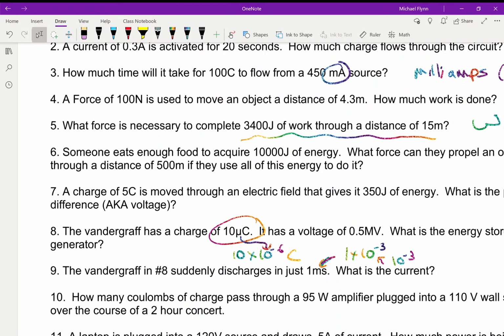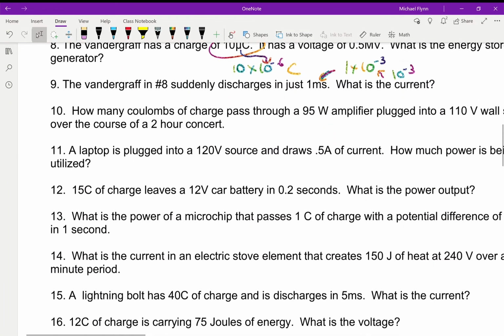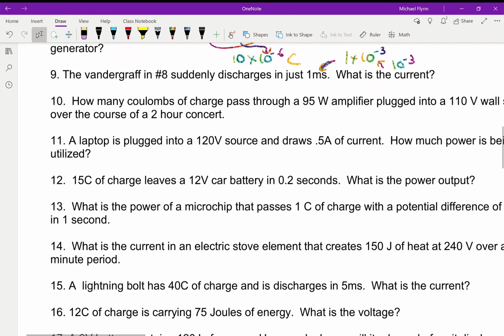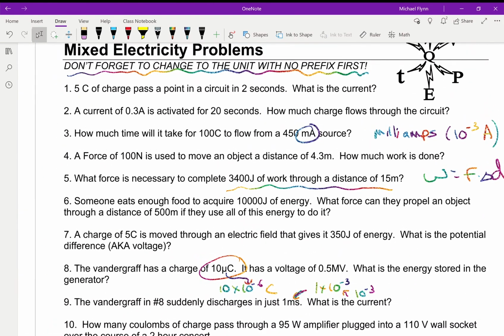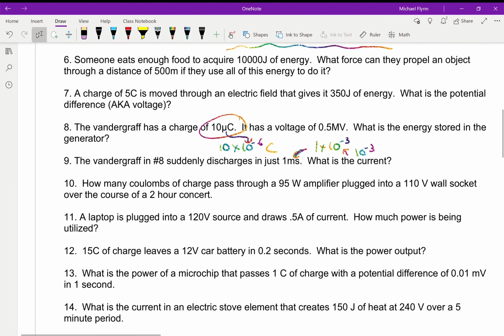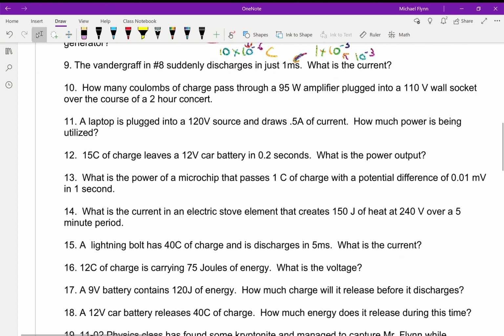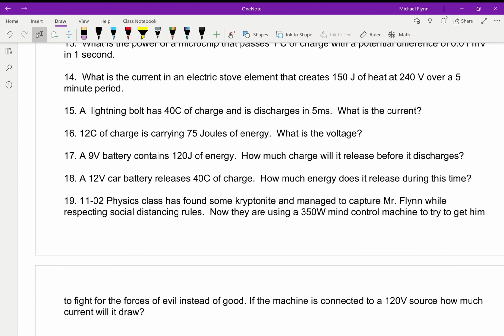So this worksheet has 19 questions. I thought there was only 10, but they're all one step. For example, I could go through and do the work ones, just force times distance. No problem. What is the potential difference? Voltage is equal to energy over charge. So you just go 350 divided by 5. Just use the formula. I would say half an hour at most to do this. And it's a nice little review of the basic units of measurement in electricity.